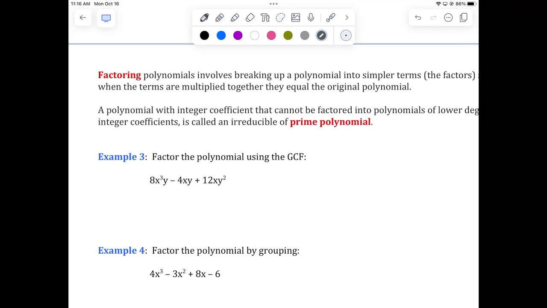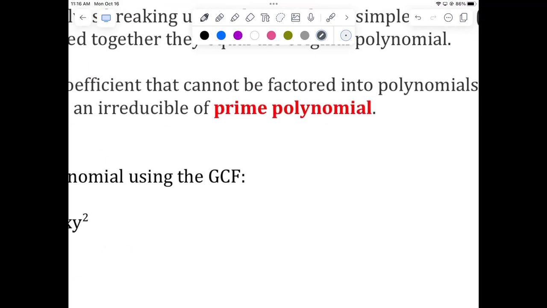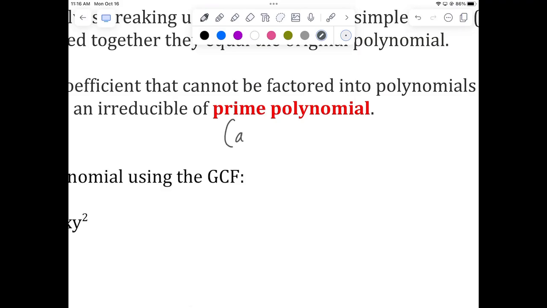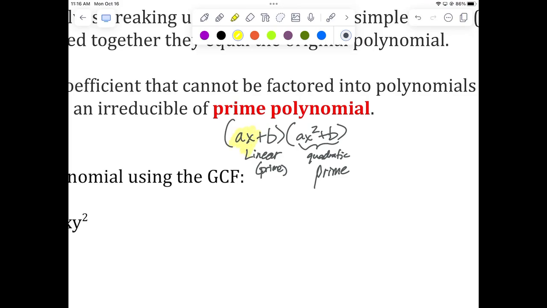We're factoring these into prime polynomials. A prime polynomial just means something of the form ax plus b. Okay, this is a linear factor. It's considered prime. Or something like ax squared plus b. This would be a quadratic prime. I don't think we're going to see quadratic primes. But if you can get it factored into a linear factor of the form ax plus b, it's going to be a prime factor. Okay?